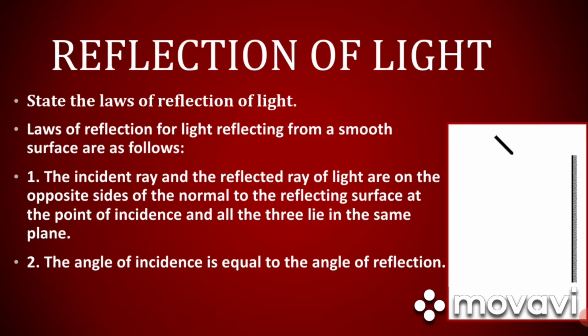State the laws of reflection of light. Laws of reflection for light reflecting from a smooth surface are as follows. The incident ray and the reflected ray of light are on the opposite sides of the normal to the reflecting surface at the point of incidence, and all the three lie in the same plane. The angle of incidence is equal to the angle of reflection.